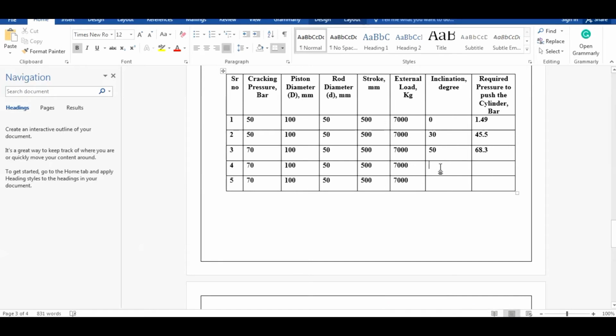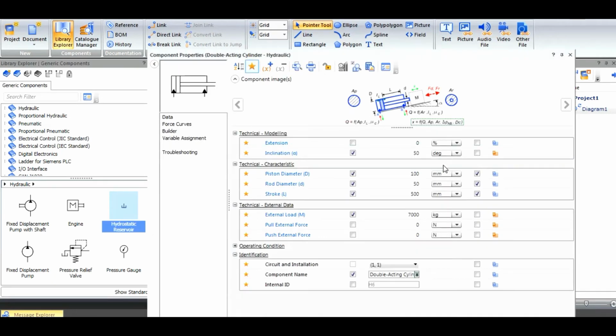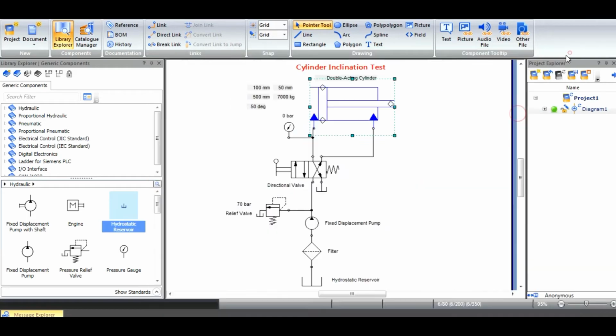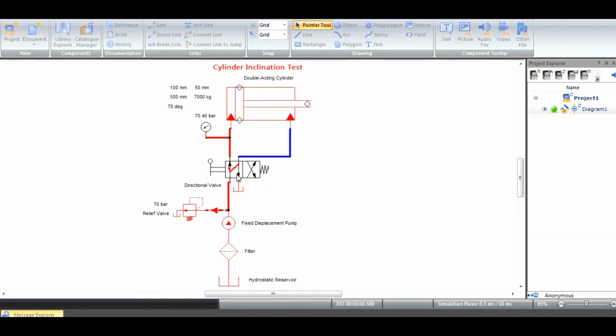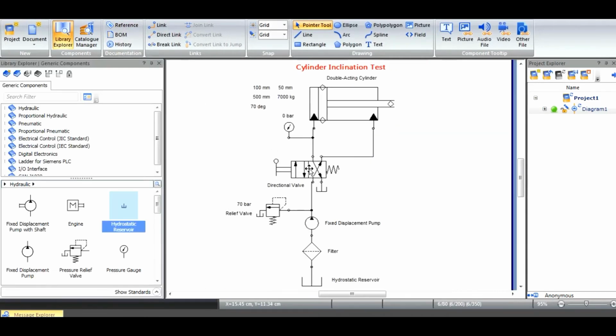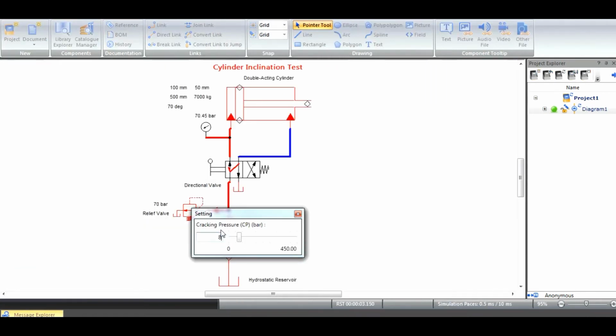Now again, if I increase the angle, see, again for 70 bar cracking pressure, the system is not going to work. The cylinder is not going to extend. Again here I need to increase the cracking pressure. See, for 80 bar also it is not possible. I am going to set it to 90 bar. So see, the cylinder is going to extend. And at that time, how much pressure is built?